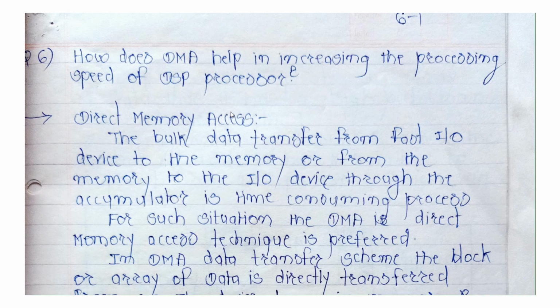So now we will discuss the DMA process, how the DMA process is used to increase the speed of the DSP processor. So basically it is direct memory access. The data transfer from a fast IO device to the memory or from the memory to the IO device through the accumulator is a time consuming process. So why is it time consuming? Because in serial data communication we see that there is an inclusion of the processor. The processor should be busy working on the process which is controlled by the processor. It should not be busy in that process of the data transfer.